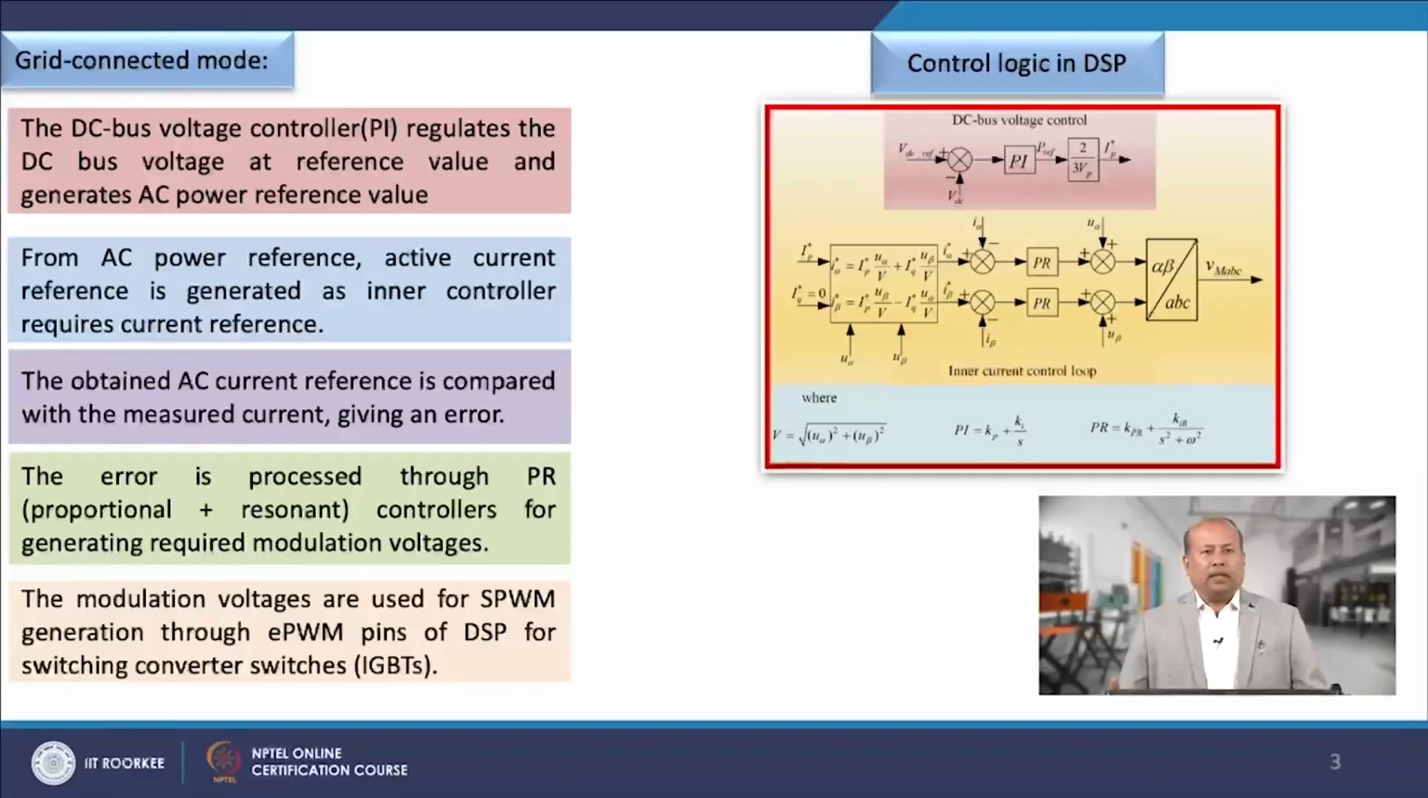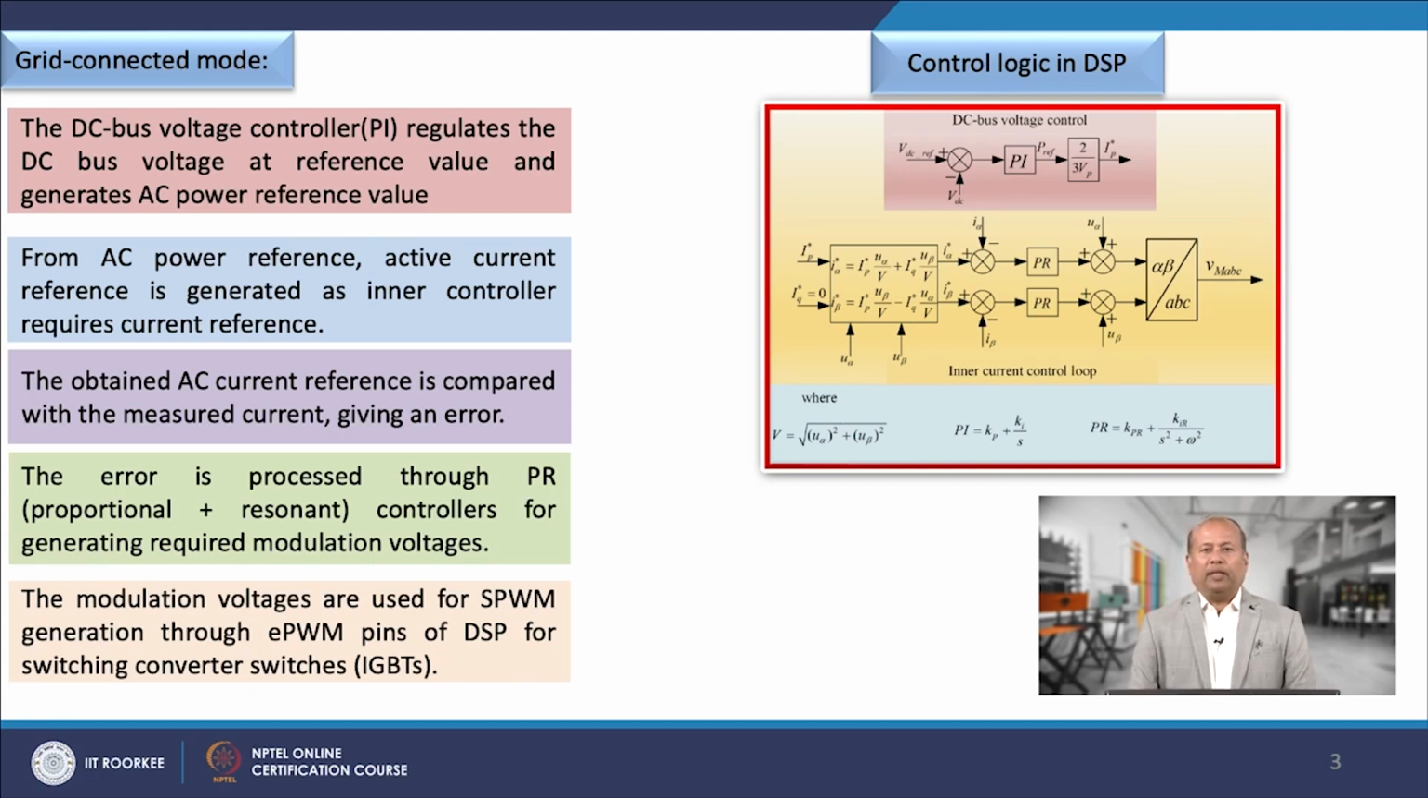Now, the grid connected mode of operation. This slide shows the control logic used for interfacing the DC microgrid with the AC grid. The DC bus voltage controller regulates the DC bus voltage at the reference value and generates the AC power reference value. Active current reference is generated from AC power reference as the inner controller requires a current reference.